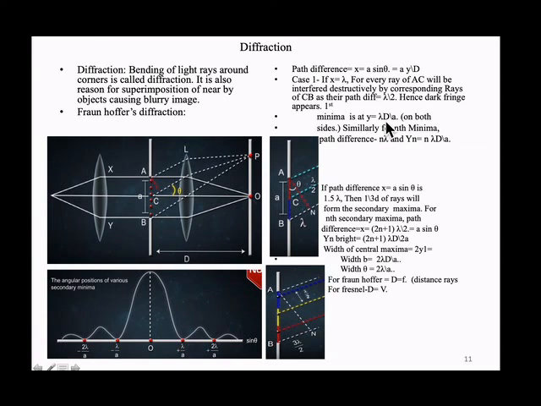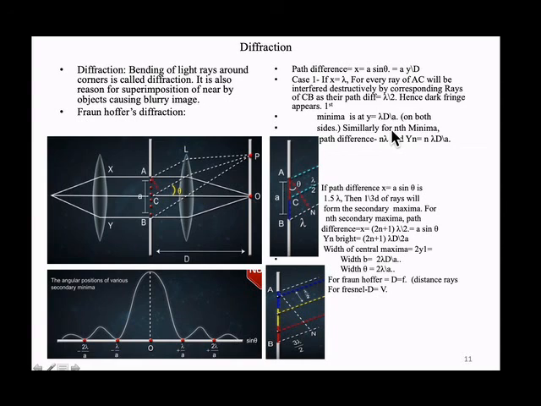If d is 1 meter, then how much does it become? Lambda by a, that is what is written. In fact, it is multiplied by d, but we have taken d as 1 meter, so we can remove the d length here. It is actually lambda d by a.